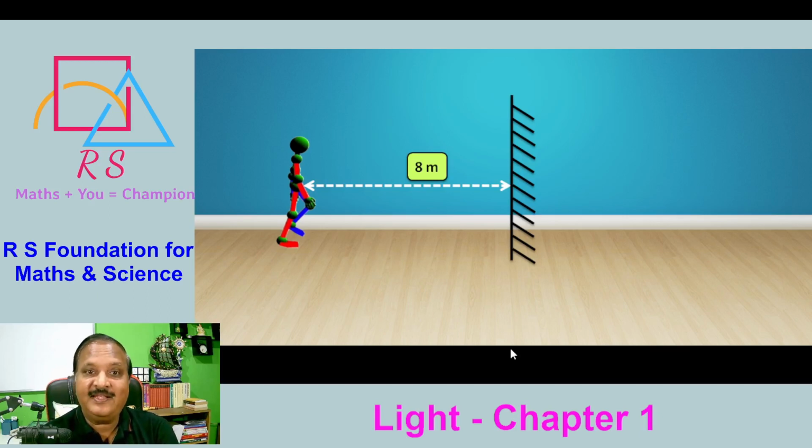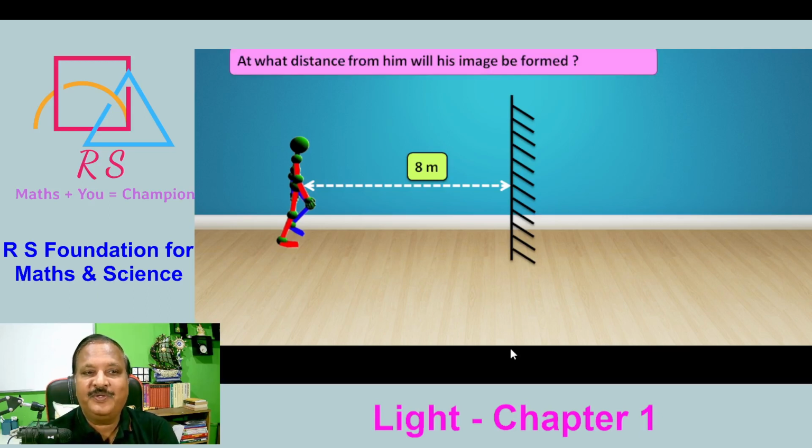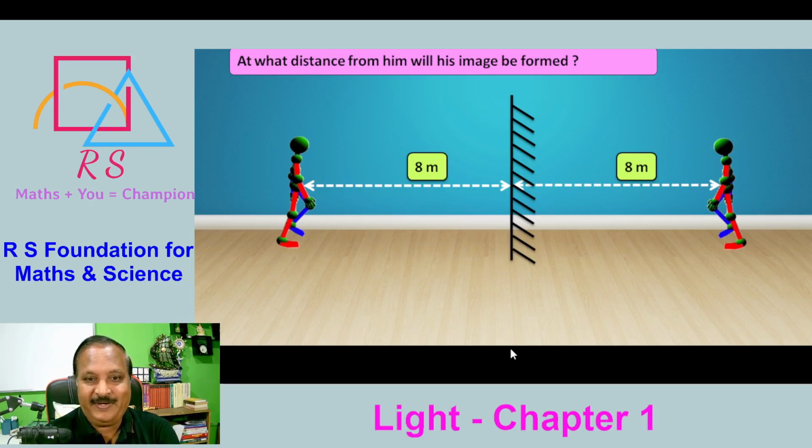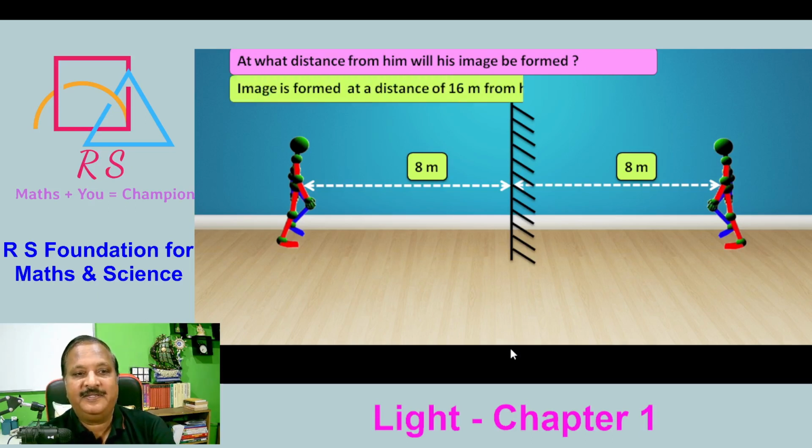So where is the image formed, at what distance is the image formed? I told you one of the properties is that image distance is equal to object distance. So the image is also formed at 8 meters behind the mirror. Okay, so the object is in front of the mirror and the image is formed behind the mirror, at 8 meters from the mirror.